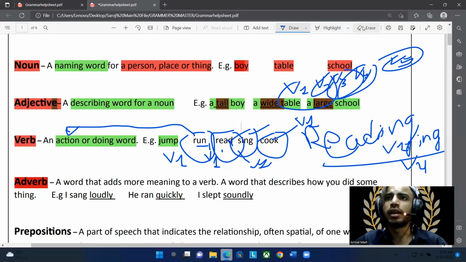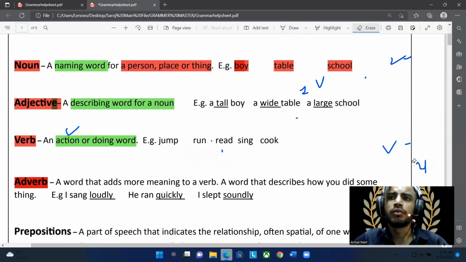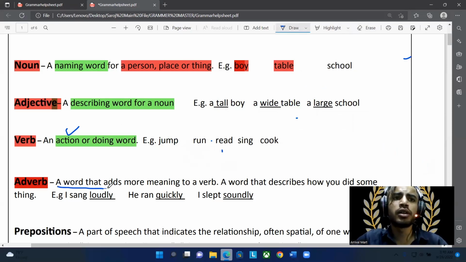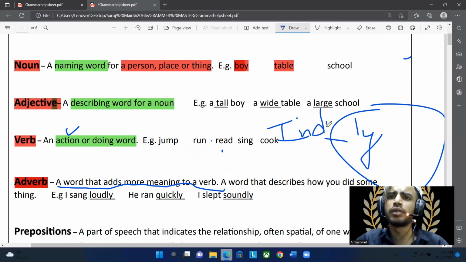Now let's understand what an adverb is. An adverb is a word that adds more meaning to a verb. That means a word that describes how you did something, and it is often denoted by ly at the end. Ly is an identifier for an adverb. Now let's see, what is this? I sang loudly.